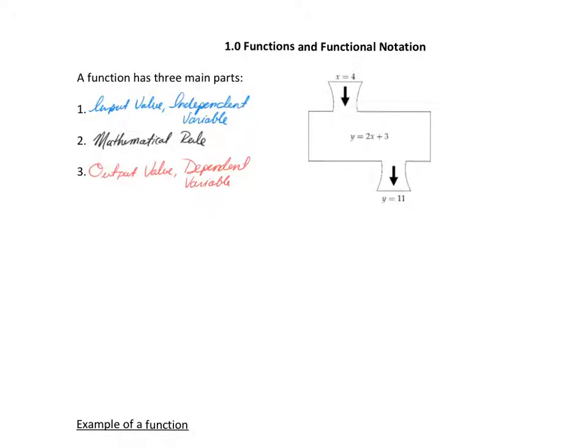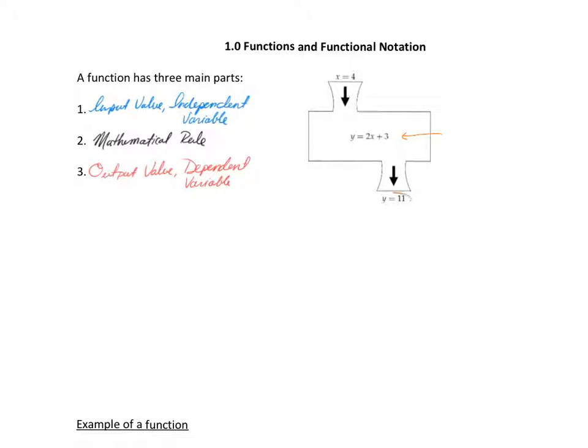In the first video of this lesson, we defined a function, we gave the definition, and we said that a function has three parts: an input value, a mathematical rule, and an output value. And we looked at this specific example here, this equation y equals 2x plus 3, and we said that this was a function where if we put in specific input values, such as x equals 4, then we'll get exactly one output value that corresponds with that input value.